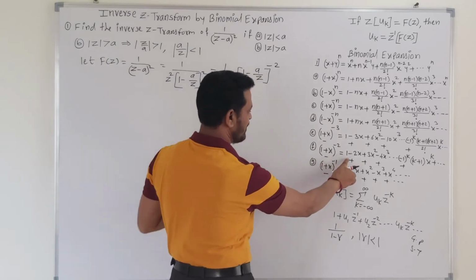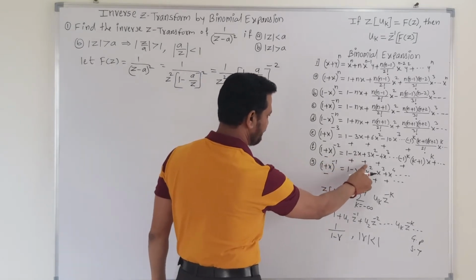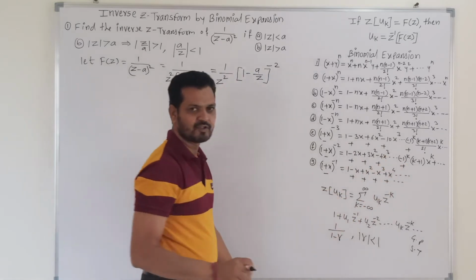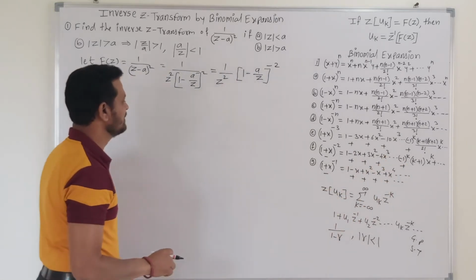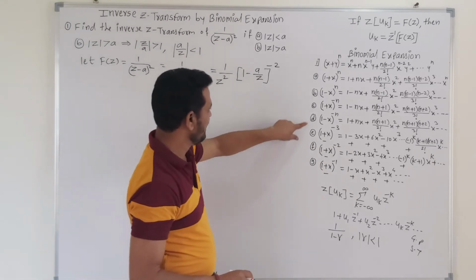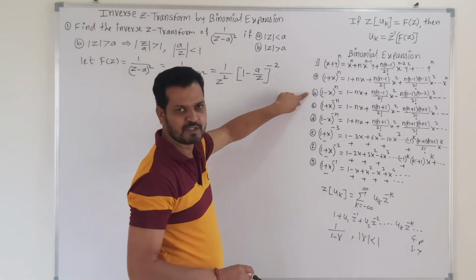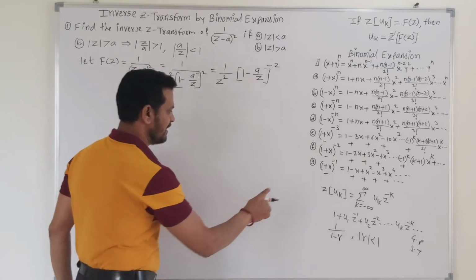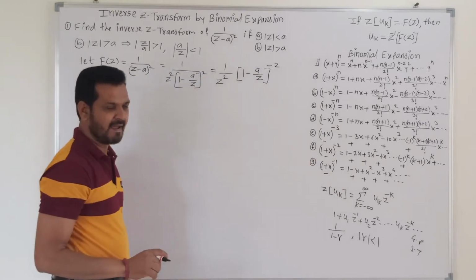So we can write this as 1 plus 2x plus 3x square plus 4x cube, and so on. So such type of expansion formula we are using this. Or it may be possible to use this formula b or formula number 1 for binomial expansion. Now here we are using this formula number f.